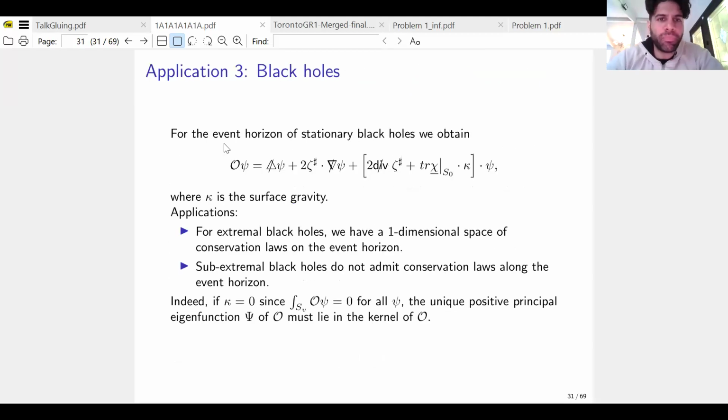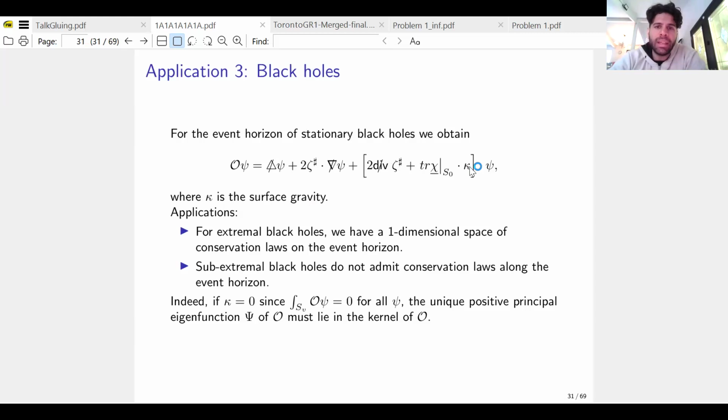And one more thing, let's consider the event horizon. Let's assume we have a stationary spacetime. Then the elliptic operator simplifies into this guy here. This is the Laplacian, this is the torsion term, this is, again, the divergence of the torsion, and this is the trace of the second fundamental form in the transversal direction. And this guy here is extremely important. This is what we call the surface gravity.